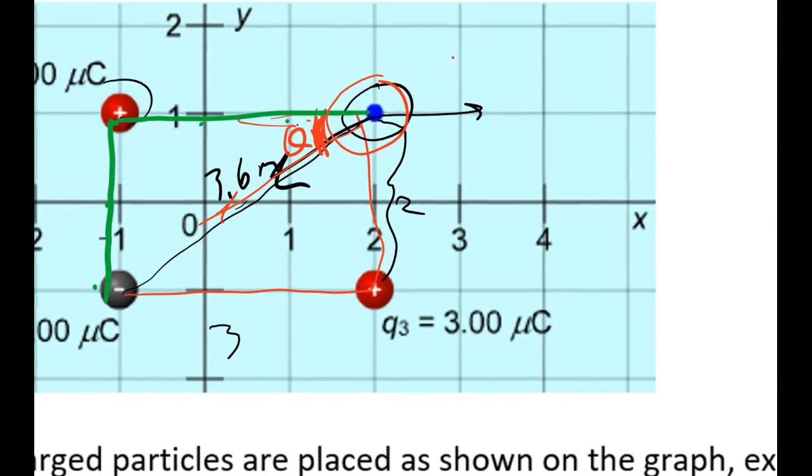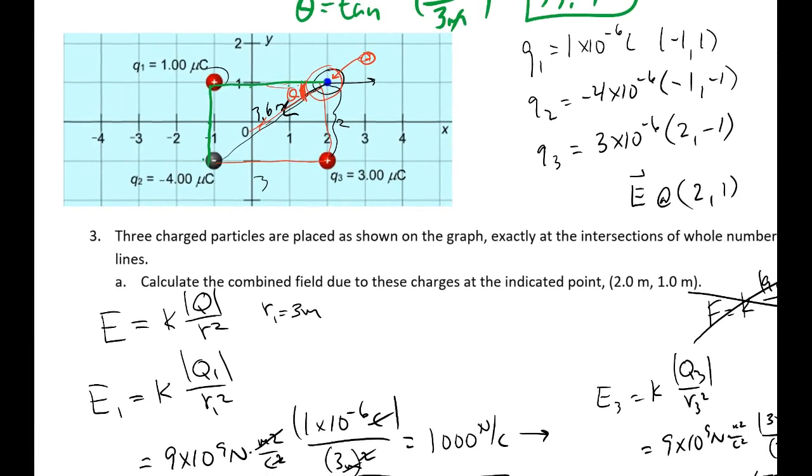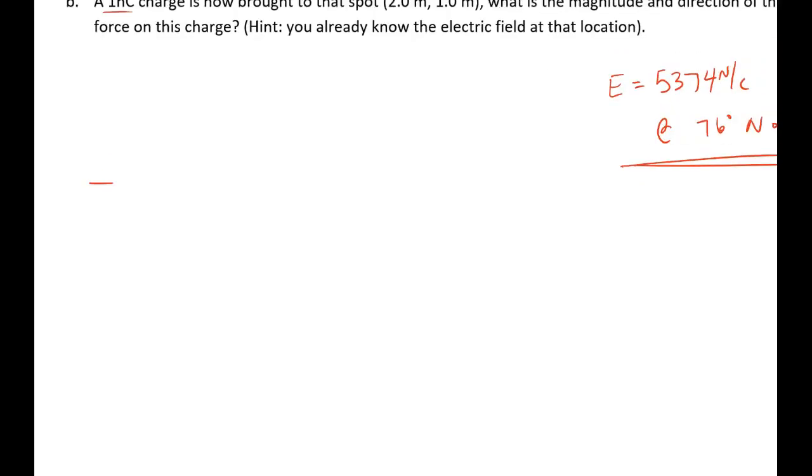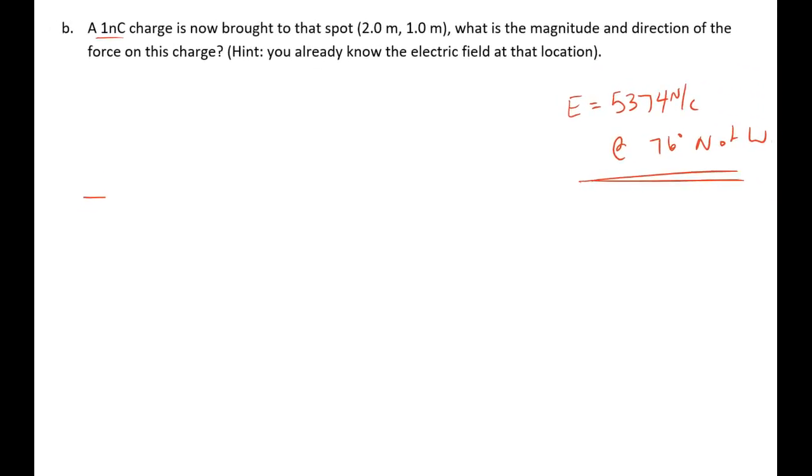You are now bringing in a charge to that spot, okay? He feels the electric field that is already there, all right? What is that electric field? We have that on the next page. And so the electric field is that value right there. It's a 1 nanocoulomb charge. And so what I can do is I know that F is equal to QE. I already know the electric field.